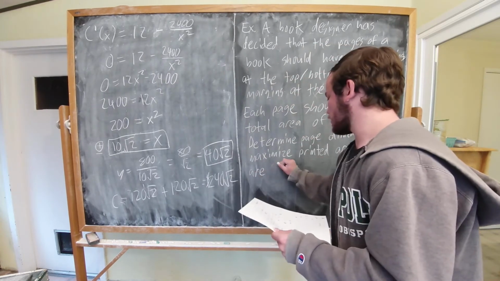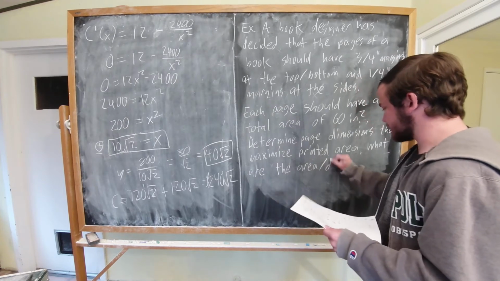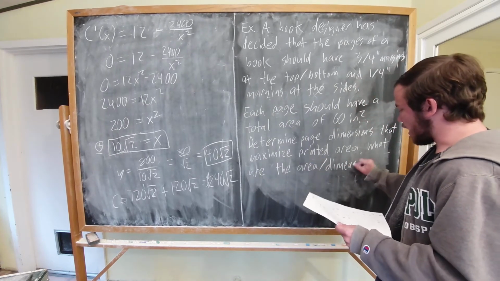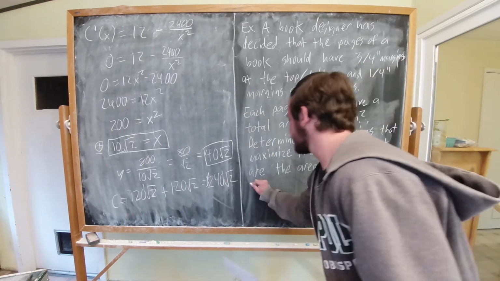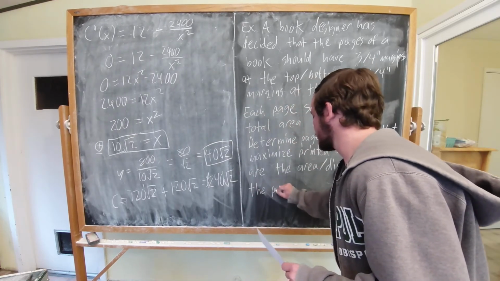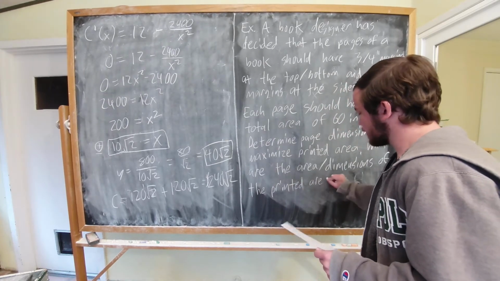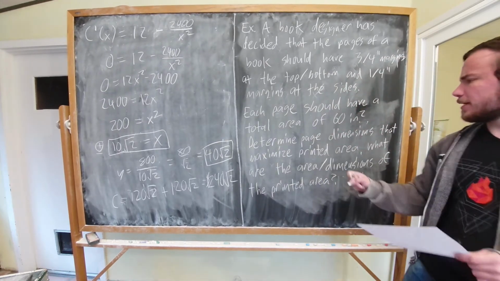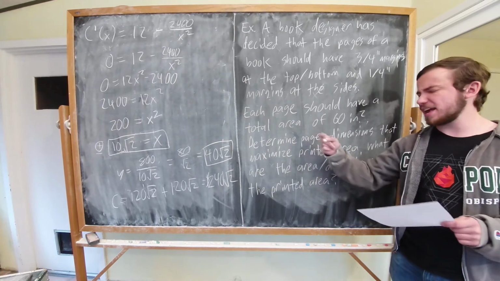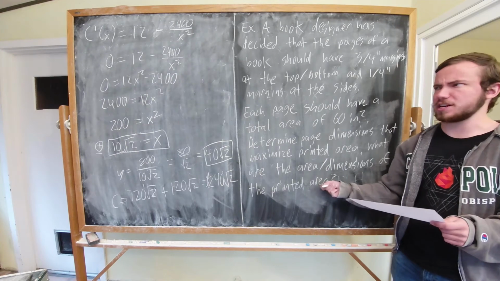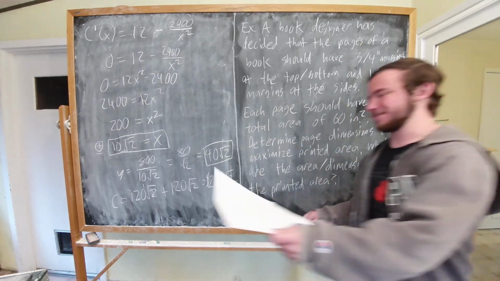So what are the area and dimensions of the printed area? So first we maximize printed area based off page dimensions, and then we're going to compute some stuff about the actual printed area. And if that's confusing, don't worry. That's what pictures are for.